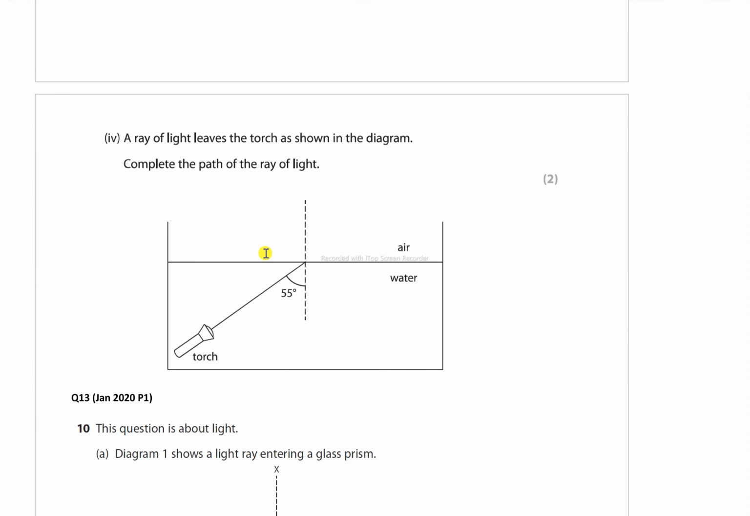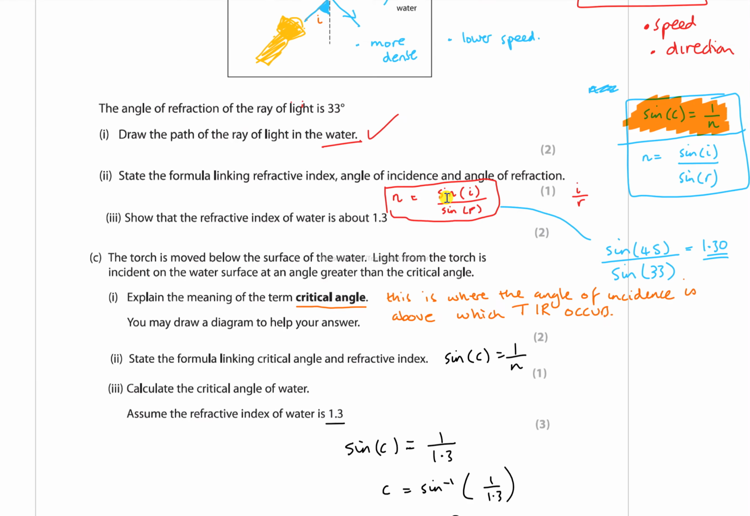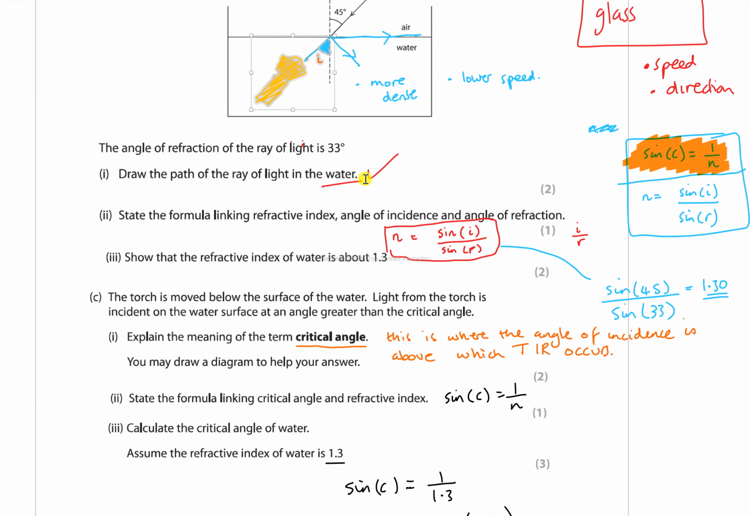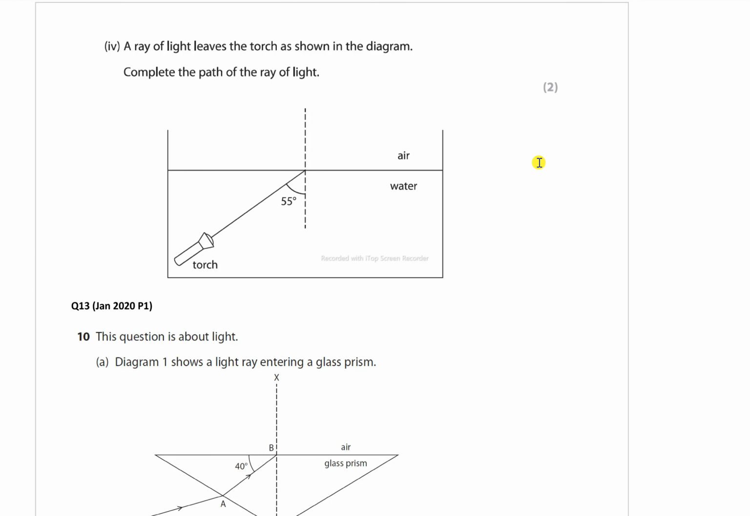Right, let's do this last bit and then we can finish this video because it's 20 minutes. A ray of light leaves the torch. Oh, okay. I didn't need to draw that up there, did I? Look at that, eh? Banksy. Who needs GCSE art? Anyway.